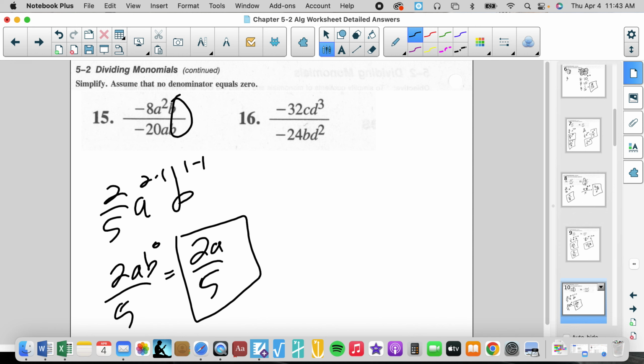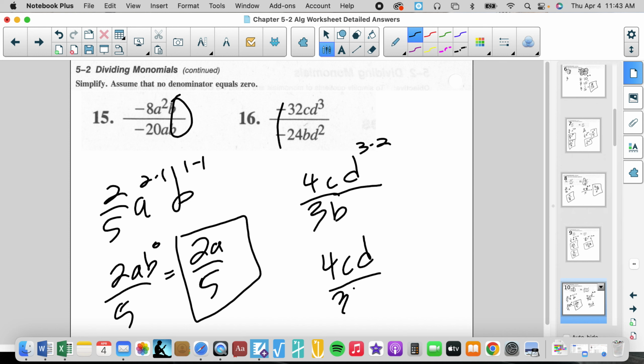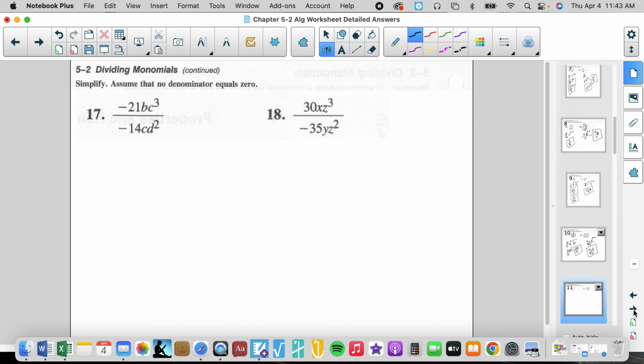Negative 32 over 24, 6? No, 8. 8 goes into both of those. Negative, negative, so those are going to cancel. So that's 4/3. B doesn't have a partner, C doesn't have a partner, and then we'll do the D, 3 minus 2. So 4CD over 3B. I'm looking for partners there.